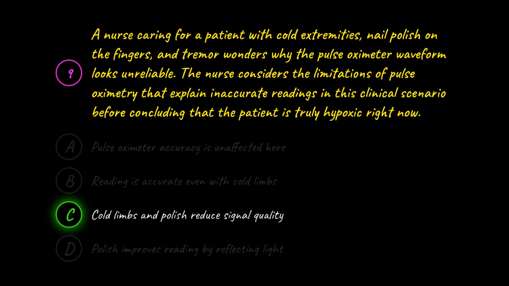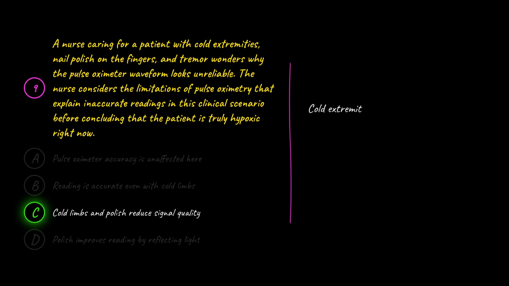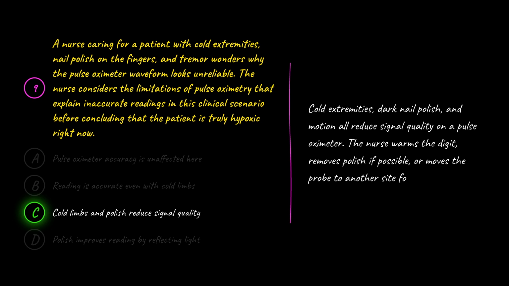The correct answer is C. Cold limbs and polish reduce signal quality. C is correct because cold extremities, dark nail polish, and motion all reduce signal quality on a pulse oximeter. The nurse warms the digit, removes polish if possible, or moves the probe to another site for an accurate reading.